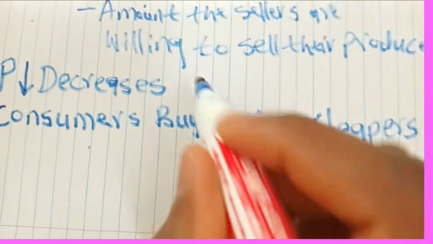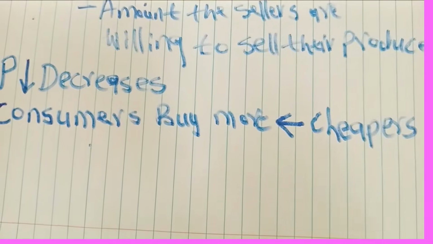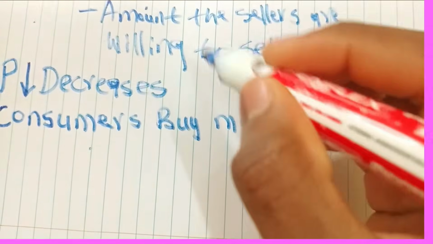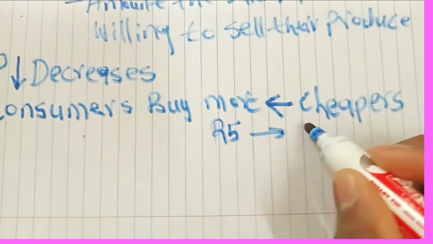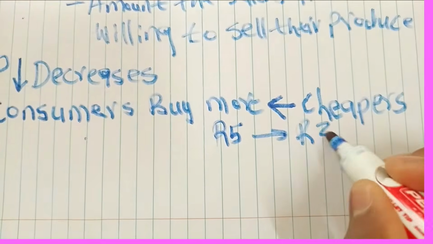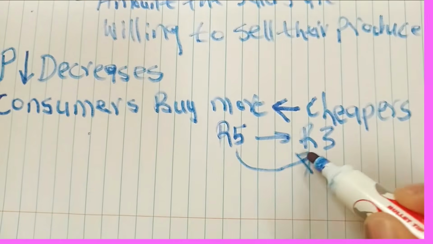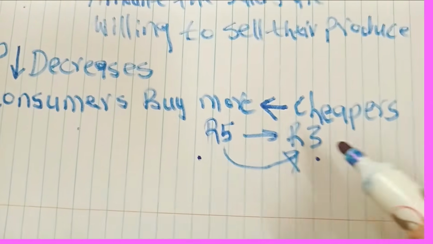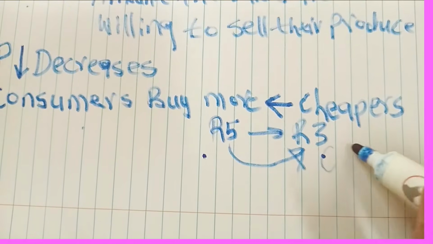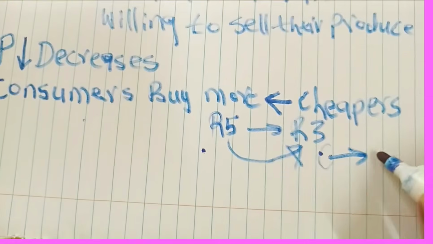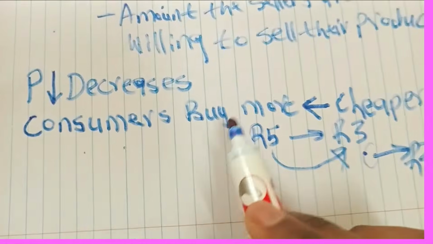For example, if we sell oranges at, let's say, 5 rand, and the price decreases from 5 rand to, let's say, 3 rand. So that means now you're buying that orange at 3 rand, not 5 rand. That means you're going to have a change of 2 rand. That means you saved 2 rand. Okay, so when the price decreases, consumers buy more.